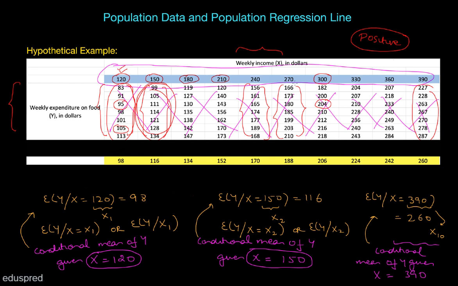This blue line over here is showing you the different values of weekly income, and this yellow line is showing you the conditional means of Y for different values of X. As you can see, as per our expectation, as weekly income is increasing, the conditional mean of Y is also increasing. The notations for conditional means that I have written over here are quite important, so make sure you are comfortable with them at this stage.